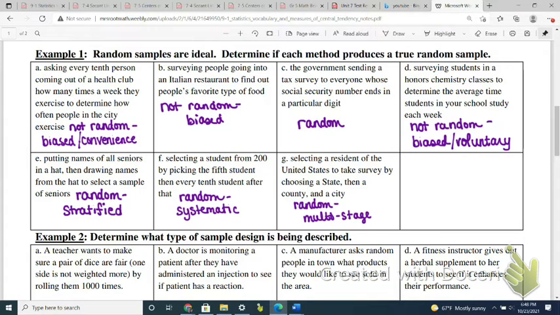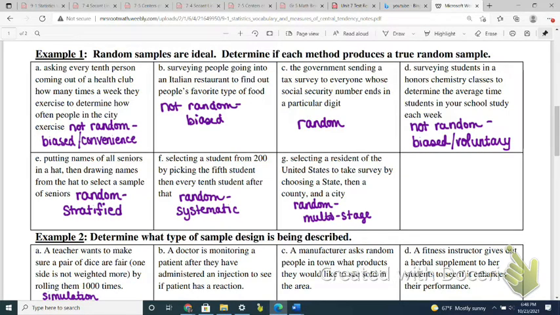So now let's take a look at example 2. It says, determine what type of sample design is being described. So this is where we're talking about observation, survey, experiment, or simulation. A teacher wants to make sure a pair of dice are fair, that one side is not weighed more than the other, by rolling them 1,000 times. So this is a simulation. Anytime you do anything with dice, it is a simulation.